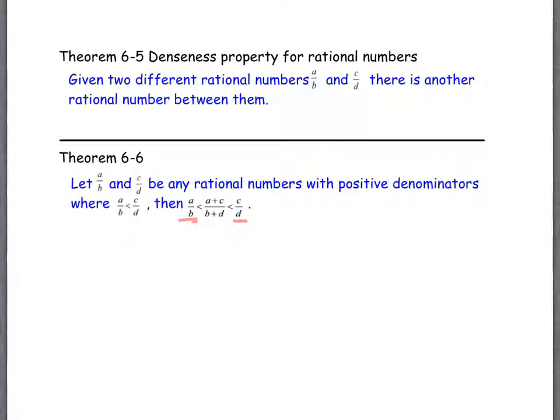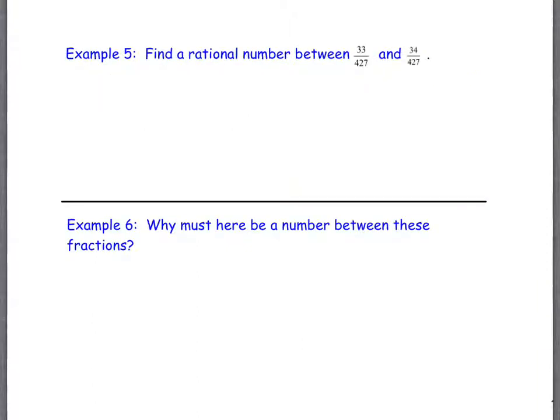I have that on the next slide. 33 over 427 and 34 over 427. These two actually have the same denominator. But there is no space, so to speak, in terms of numbers between 33 and 34. Now, we could say 33 and a half, and that's okay, except that that's not in rational number form because 33 and a half is not an integer. Everybody with me so far?